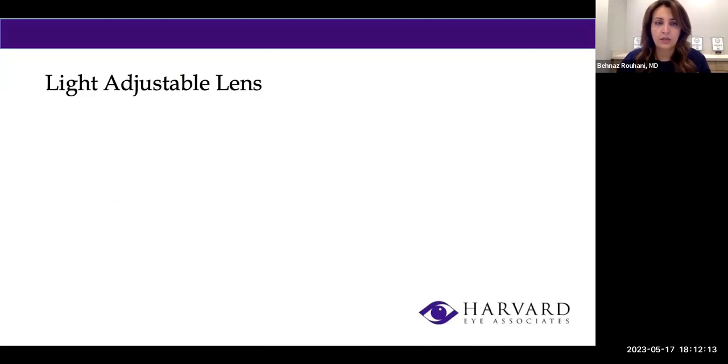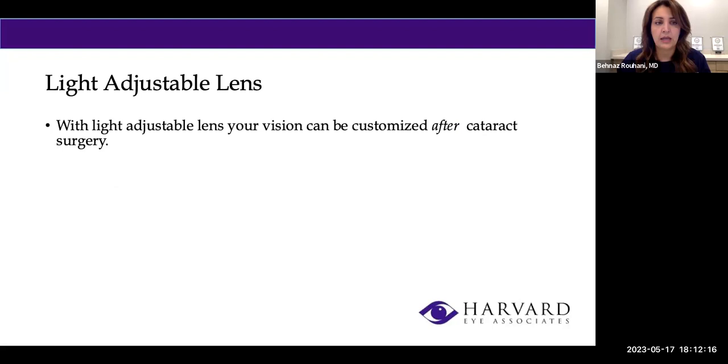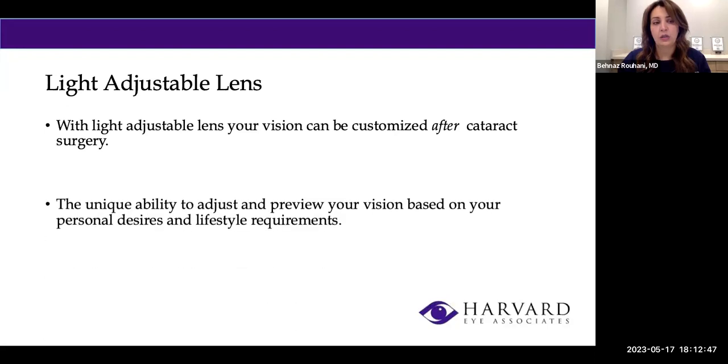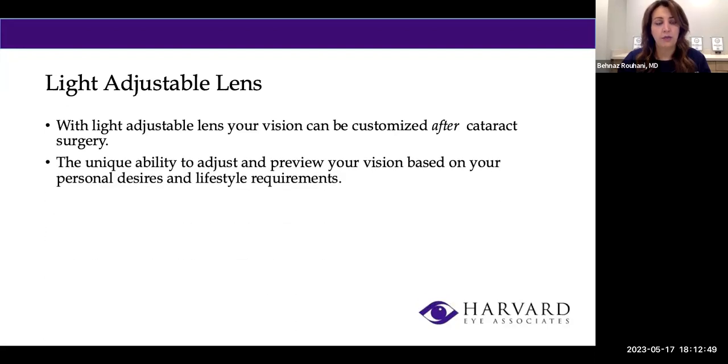A little bit about the light adjustable lens I need to tell you about is that with the light adjustable lens, your vision can be customized after cataract surgery. So it's very, very helpful in those patients with radial keratotomies, with difficult corneas, other cornea conditions such as cone-shaped corneas or keratoconus, which I'm going to talk about in a little bit. These are amazing lenses because we can treat the lens after cataract surgery to provide the patient with the best vision potential that they deserve to have.